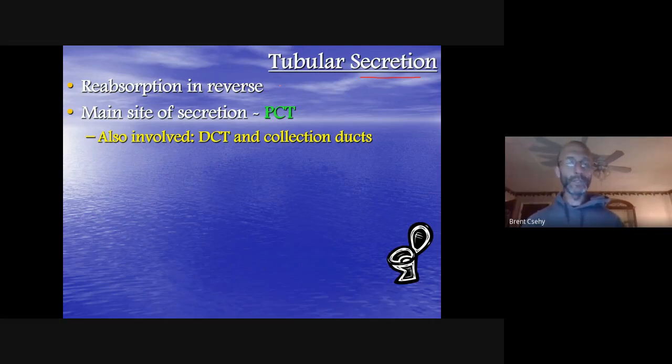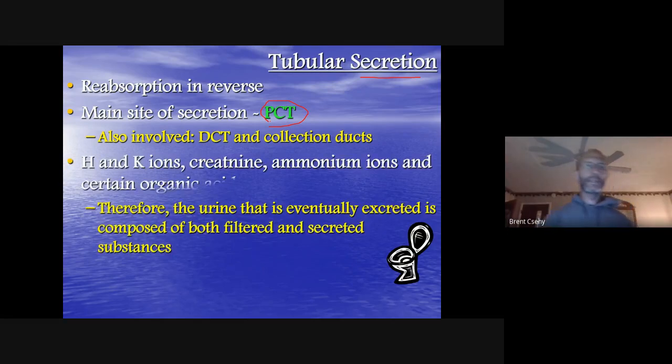This is just putting stuff back out that we don't need. The main site is the PCT. Again, that just makes sense. It's the first tube that stuff comes to. And things that we're going to secrete: hydrogen and potassium ions. Hydrogen actually plays with your pH level in your body, so you've got to regulate that. You don't want, it's again, a nice balance. But by getting rid of that or keeping that, it keeps your pH in order.